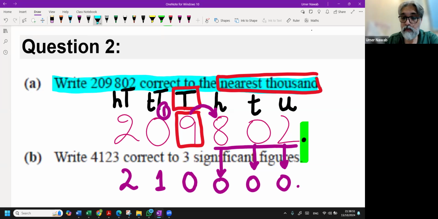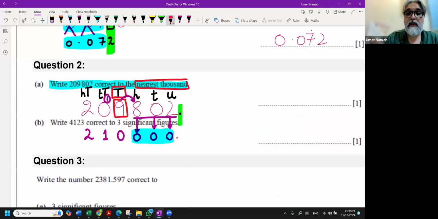So just to keep the places safe, you have to write these zeros. These zeros have no role, but they just came here to save the place value. So 210 and then 000 is the number correct to the nearest 1000. So I'm going to copy the number here. In the exam, you have to always use the answering space to write your numbers.